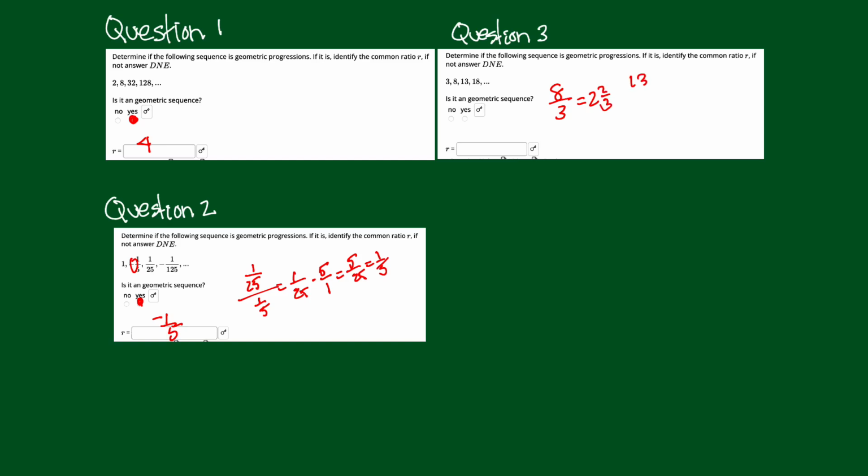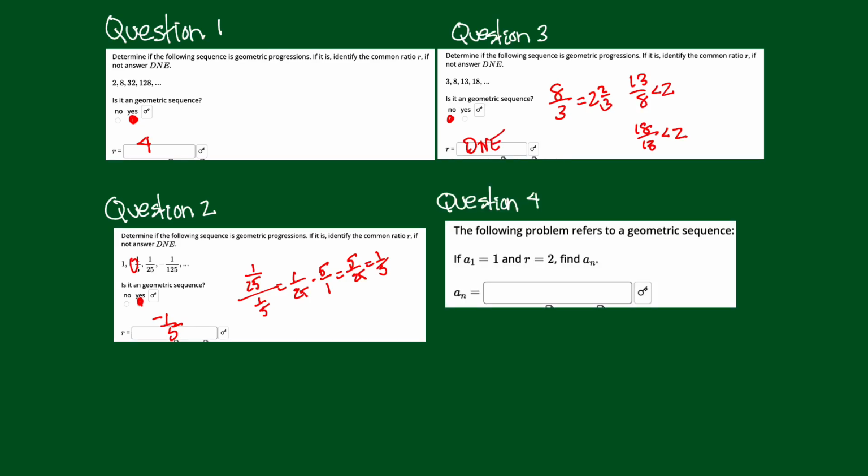And what about 13 over 8? Well, this is less than 2. All right, and then even 18 divided by 13, that's less than 2. All right, so I'm going to say no. There is no common number, no common multiplier here. So no, the common ratio does not exist.